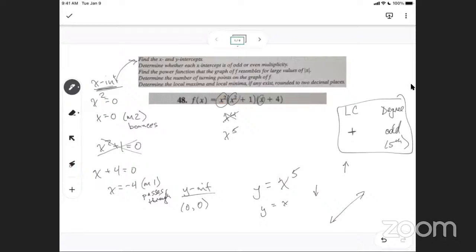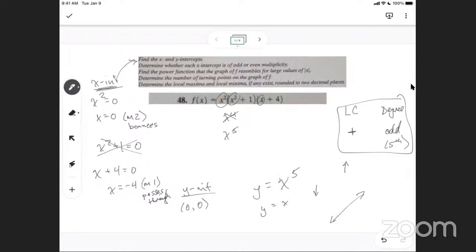Determine the number of turning points on the graph. Okay, so there's going to be a maximum of 4 turning points.